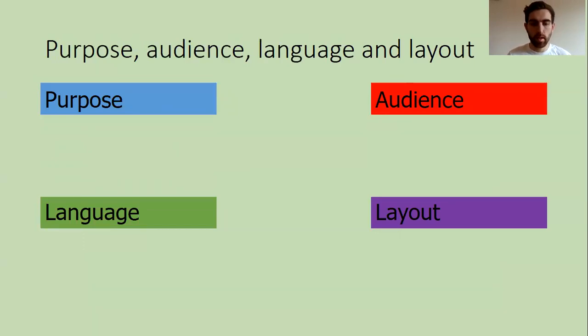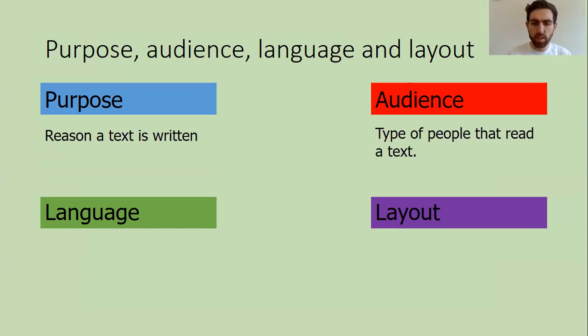Okay, well done for coming back. So let's go through some of these definitions and check and see if you've got something similar. So let's start with purpose. Purpose is the reason a text is written. The reason the author or writer or the journalist in this instance has written the text. Okay, the second one, audience. The audience is the type of people that read a text.